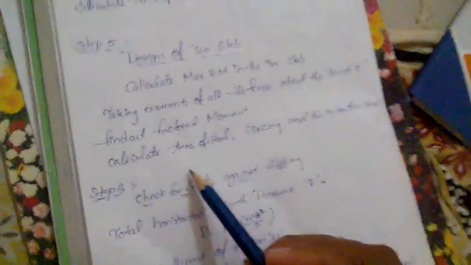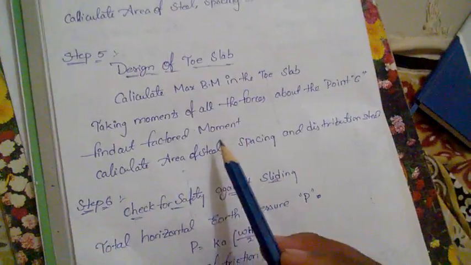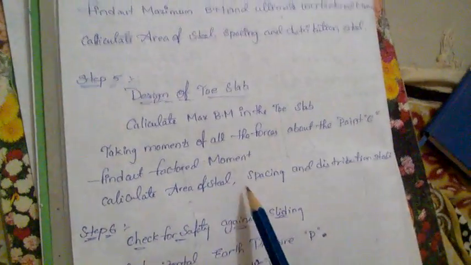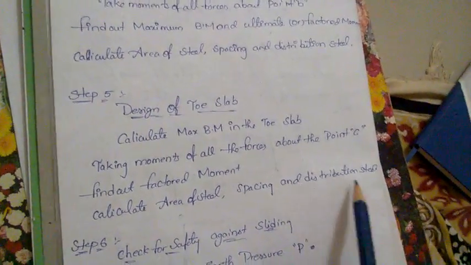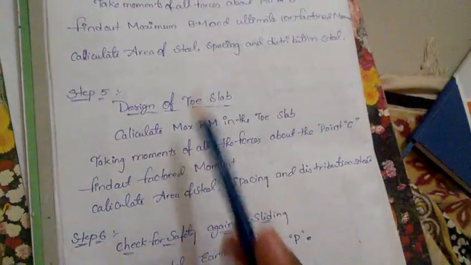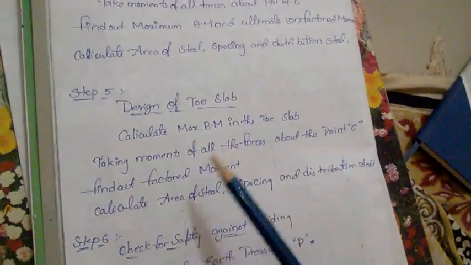Now coming to the next step, find out the factored moment. Okay, calculate the area of steel, spacing and distribution steel. We can find the ultimate. Factored moment is nothing but the ultimate, as I have told you before.